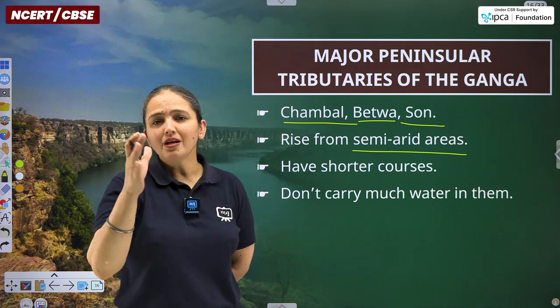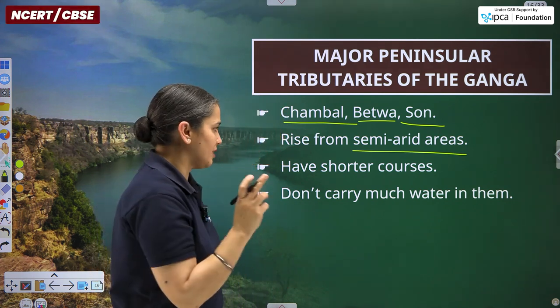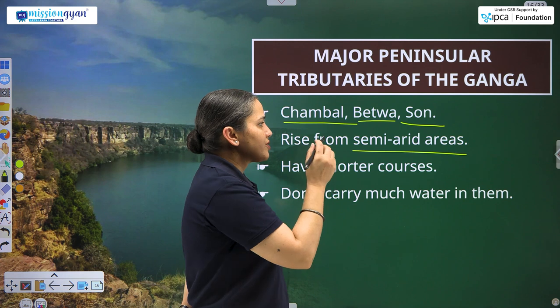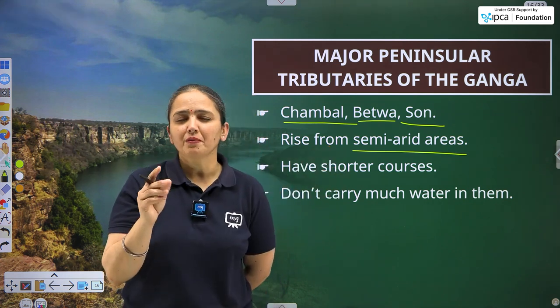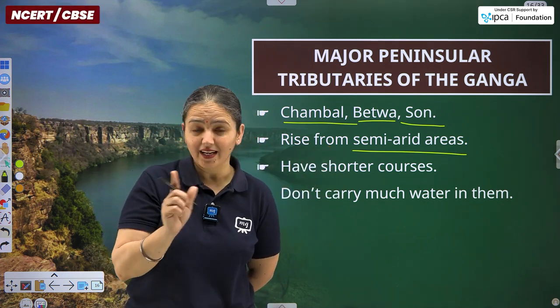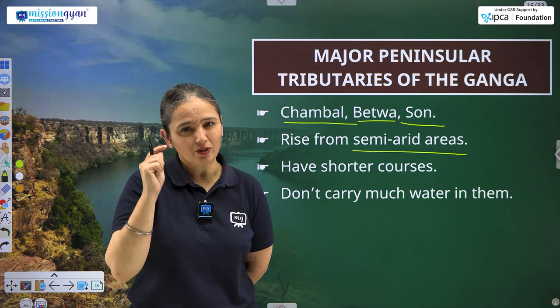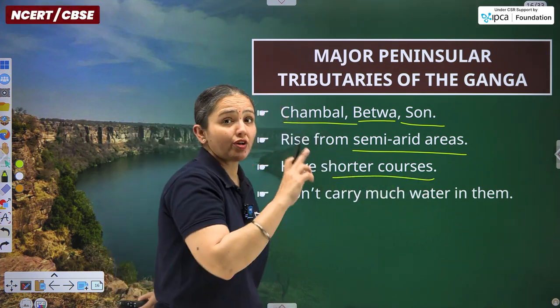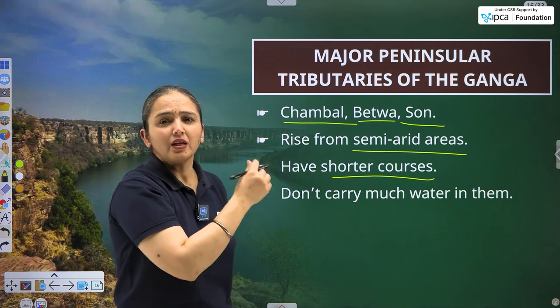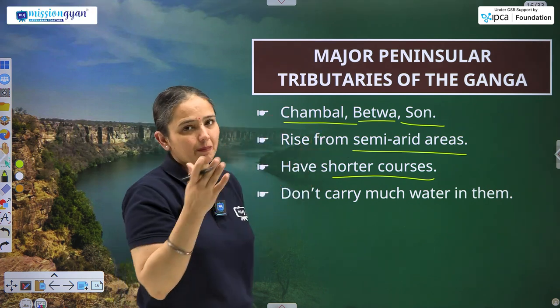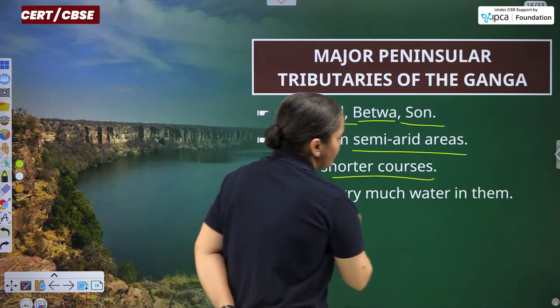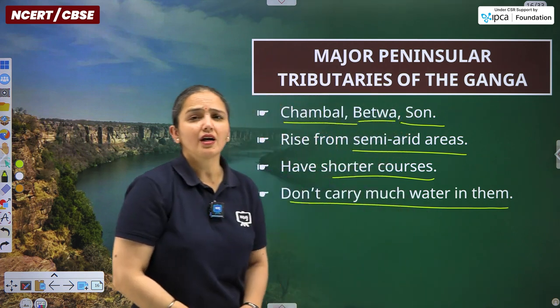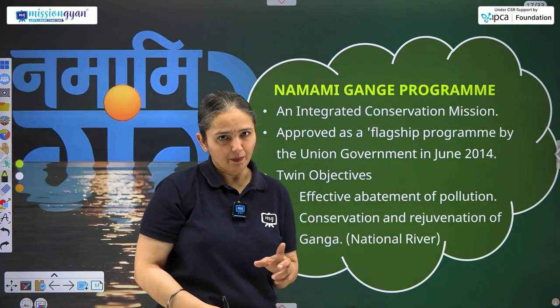Semi-arid. Semi means half, arid means dry areas. They have shorter courses, semi-arid areas. So we are here talking about almost, not exactly, almost the peninsular plateau region, and they have shorter courses. They are short rivers because the peninsular river system is not directly coming over here, but the part of it, and they don't carry much water in them as they are probably seasonal as well.